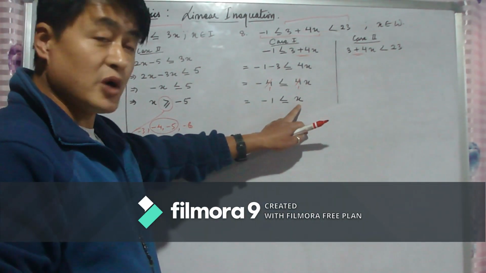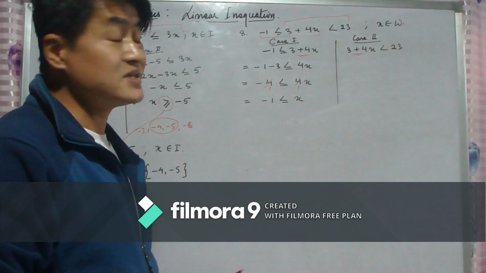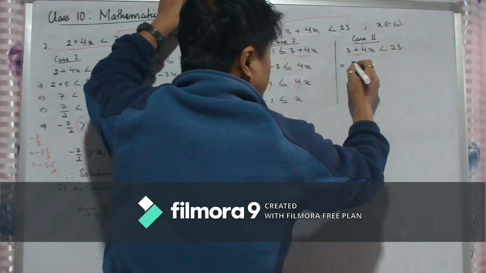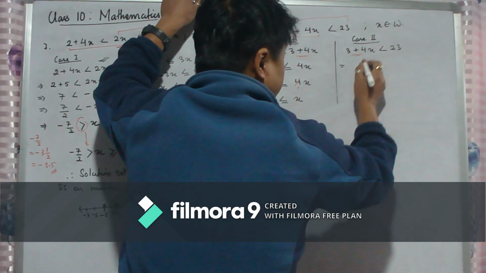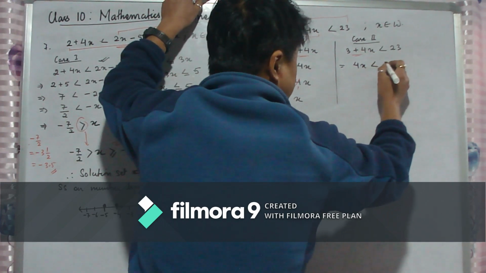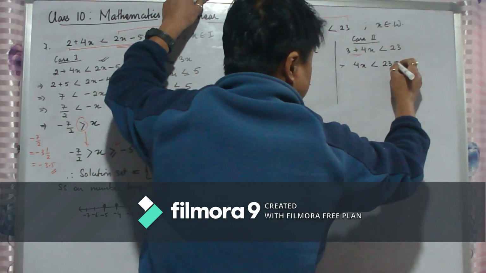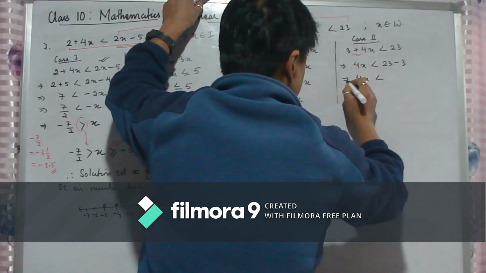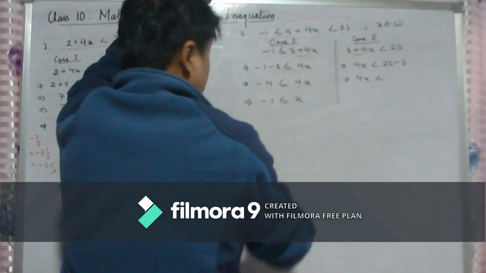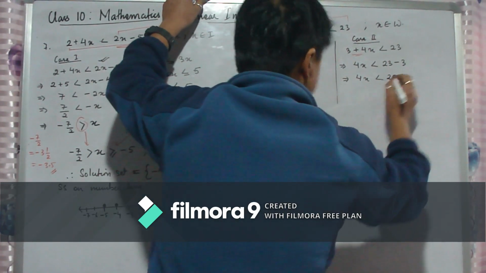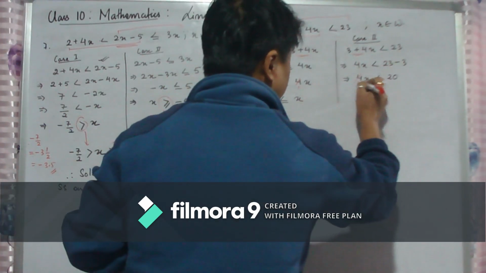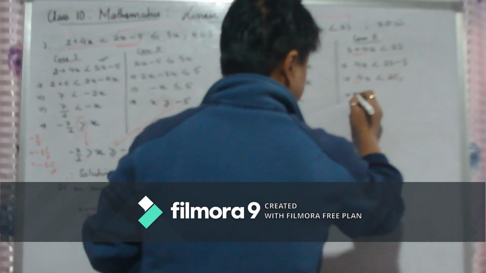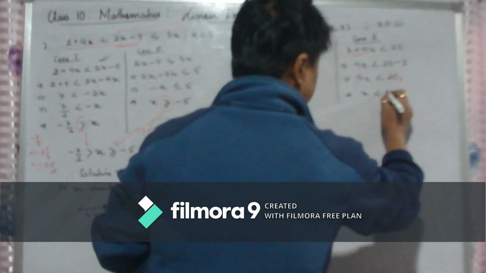Here the sign of the x is positive, so we don't have to change the sign of inequality. Here also you can see x we have to keep this side, so we write 4x less than 23 and 3 will go other side, minus 3, this will become 4x less than, sorry, this will imply 20. Okay, so 4 1 are 4, 4 5 are 20. So this will give you here x is less than 5.